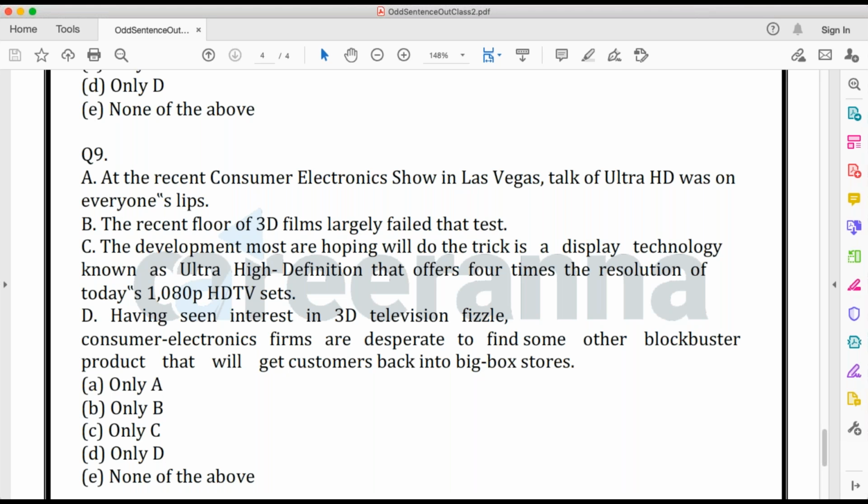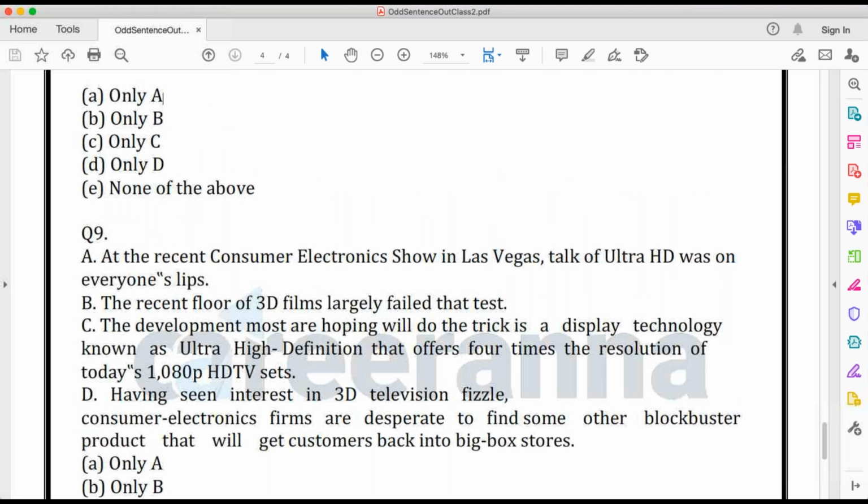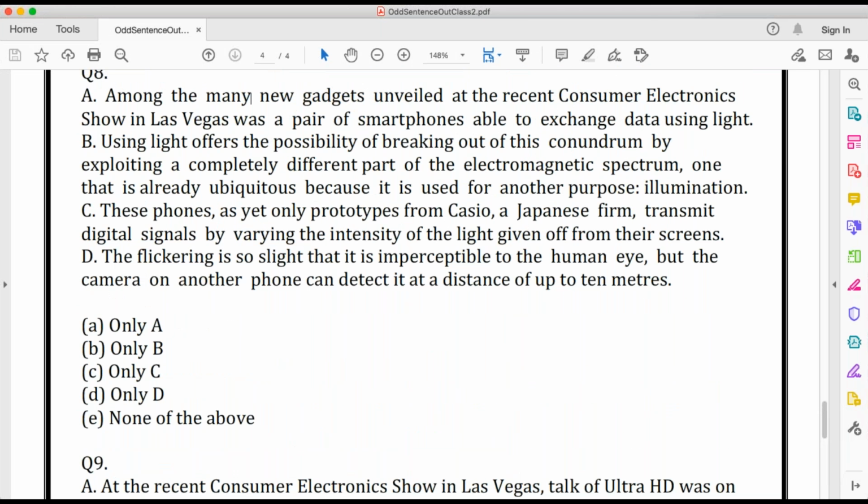Someone is asking for the answer to question number 8. The answer for question number 8 was, what was the correct answer? B. Sentence number B was the odd one out in question number 8 and in question number 9.